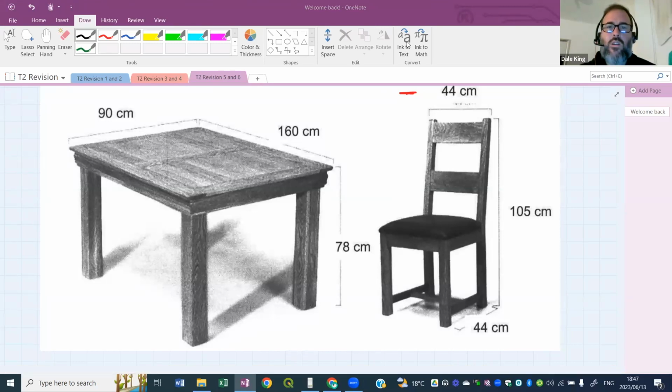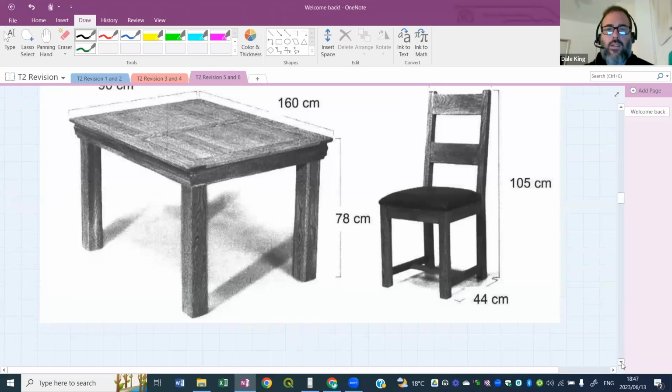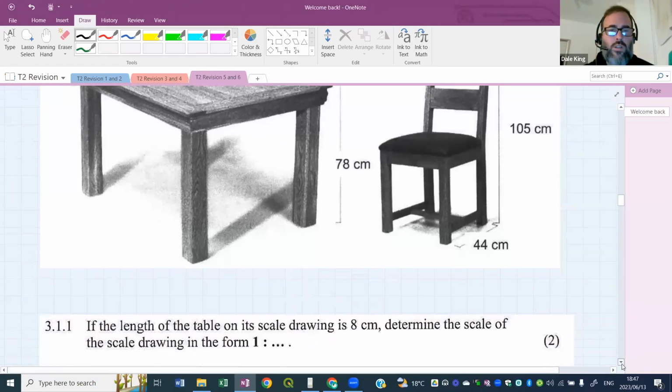Yeah, rounding off is common, okay? But in some situations you have to round up. And sometimes, every now and again, the question will say round up to the nearest person, round up to the nearest number of cans that you need. If you round down sometimes you won't have enough for the job. All right. So there's a table and chairs with dimensions.